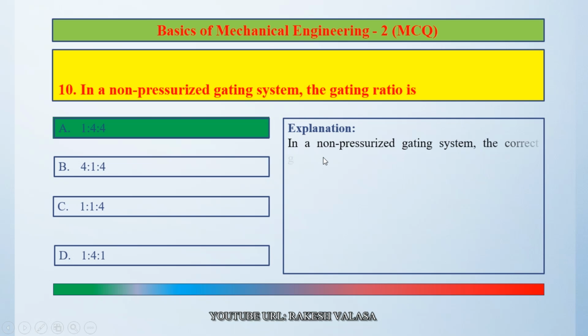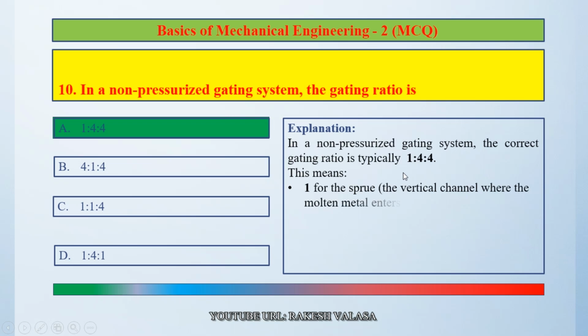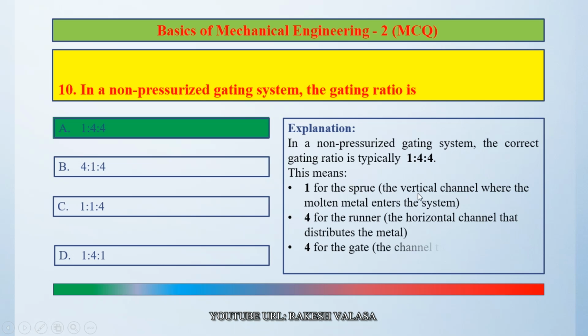In a non-pressurized gating system, the correct gating ratio is typically 1 is to 4 is to 4. This means 1 for the sprue, that means the vertical channel where the molten metal enters the system. Here 4 means for the runner, the horizontal channel that distributes the metal. Another 4 means that is gate, the channel through which the metal enters the mold cavity. So the correct answer is 1 is to 4 is to 4.